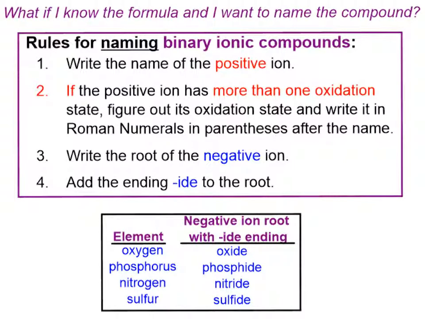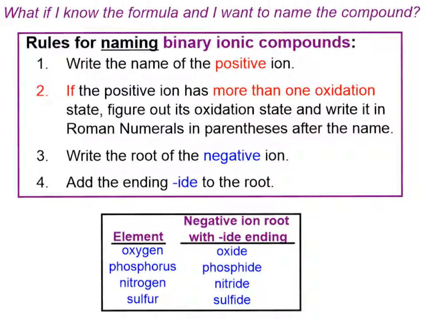The second thing you're going to do after you figure out your positive ion, if it has more than one oxidation state or not, you're going to write the root of the negative ion. So not the full name, but just the root. And then you're going to add an IDE to the end of that. So some examples would be right here.